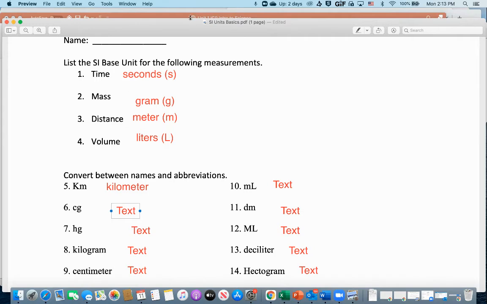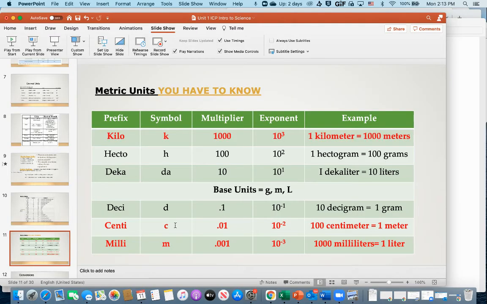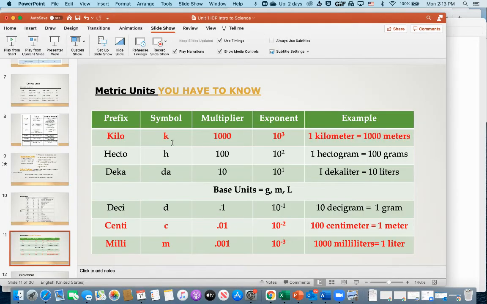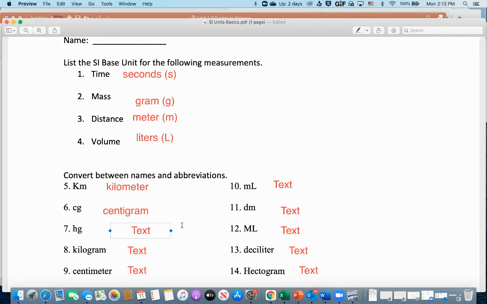Okay, so I make sure I put my prefix first and then my base second. Well, this one's CG, so I have to figure out what C is. That's centi right here. So that's centi, and then G is representative of my gram. So that's centigram. Remember, I look up my prefix first, and then I can add my base. My base right here is G. I already know that's gram. And that's H right here, so that's going to be hecto. And this will be hectogram.